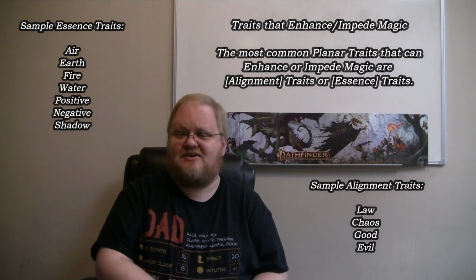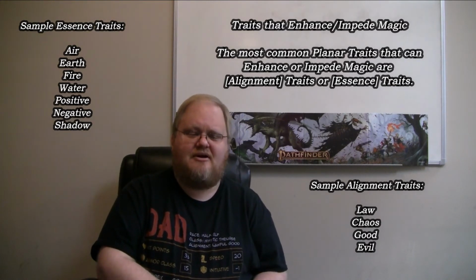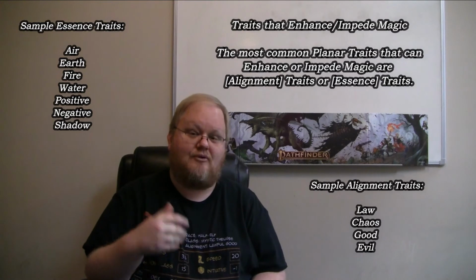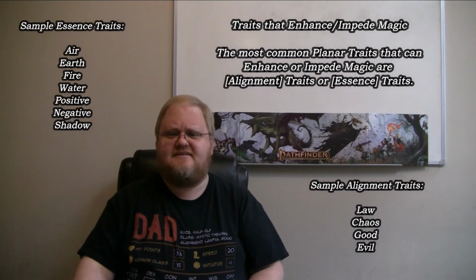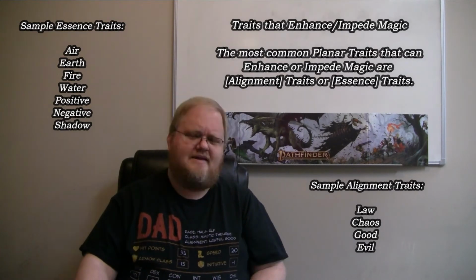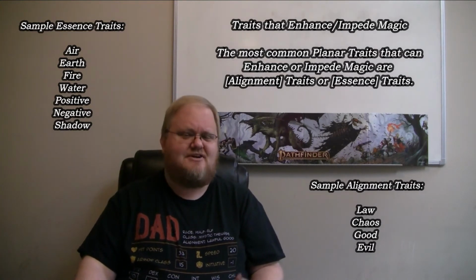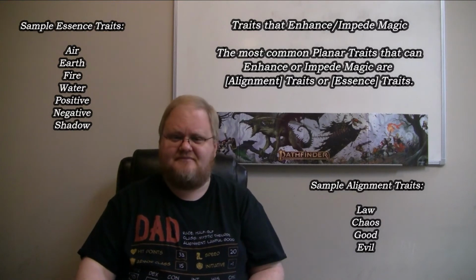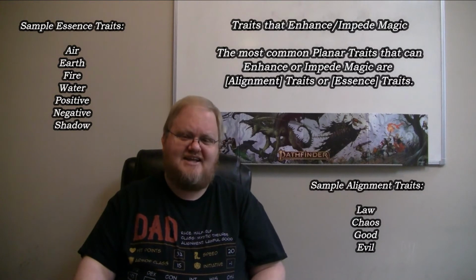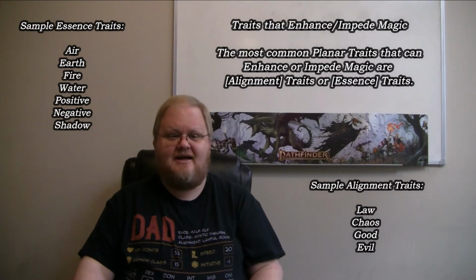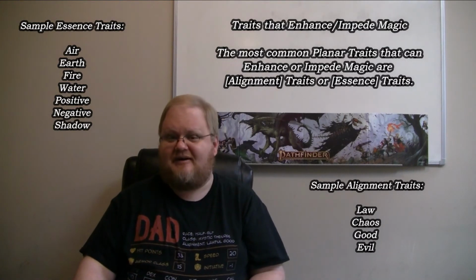Essence traits will function similar to alignment, but are not necessarily tied to moral concepts. Essence traits include things like air, earth, fire, water, positive, negative, and shadow. And with all of these, again, the effects are typically going to be easy to discern. On the plane of earth, earth magic is enhanced and air magic is impeded, and the opposite is true on the plane of air.